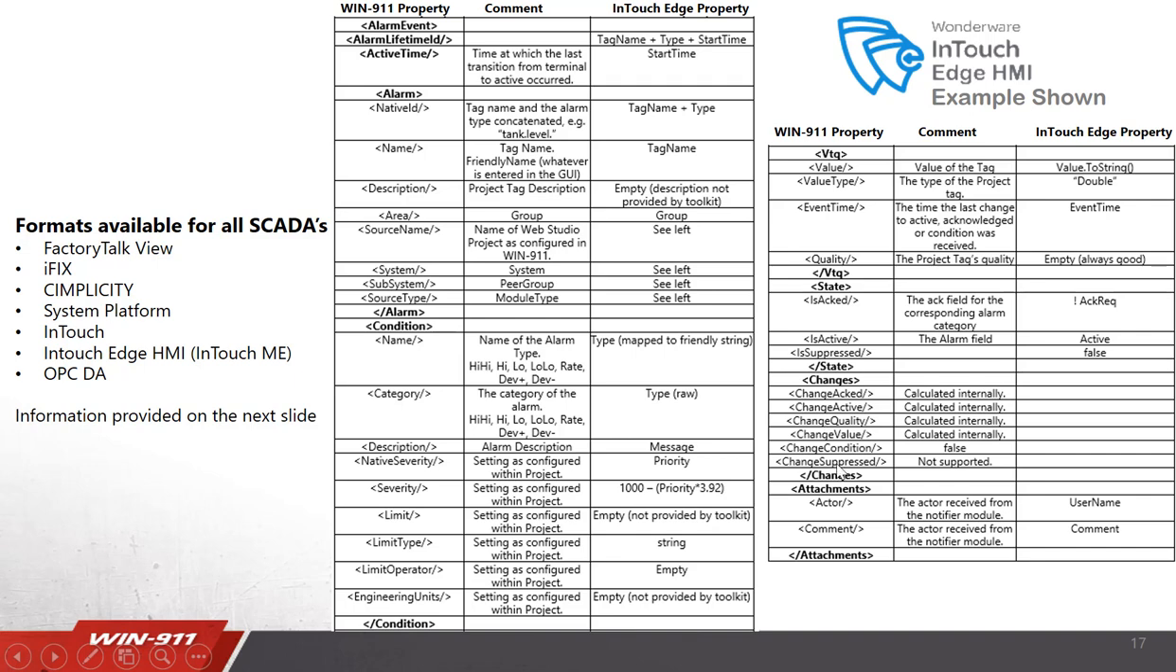And then we have a set of change flags. So for each state flag, we have whether or not it's changed when compared to the previous alarm event. So whether the change ack bit was changed, whether the active bit was changed, and so forth. And those are calculated internally in the case of InTouch Edge. And for other SCADA packages, we're provided change flags.